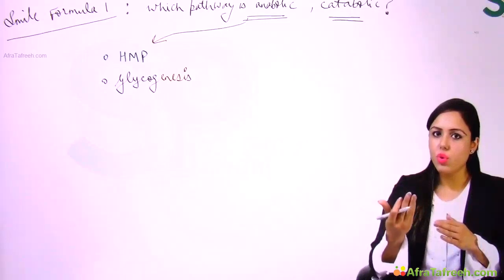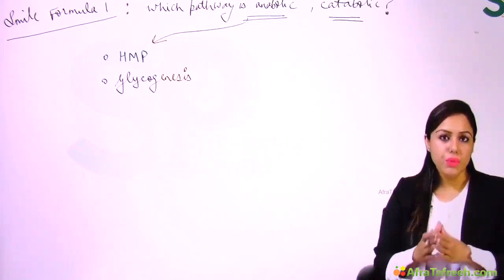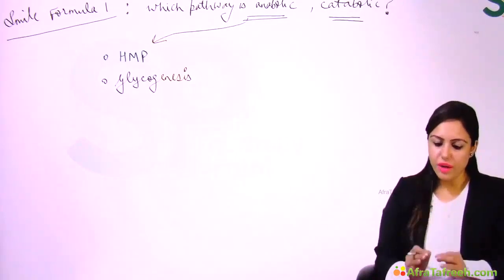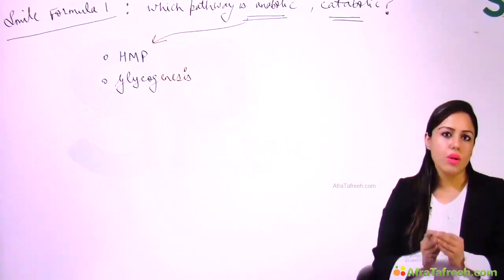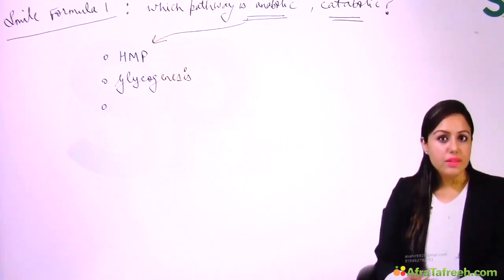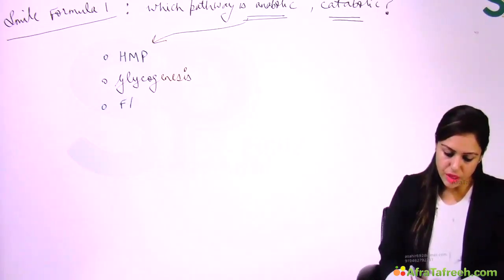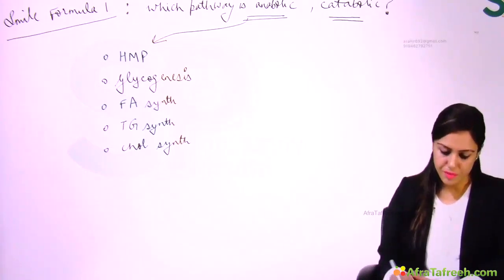Mainly glycogen is stored in liver and muscle. Some amount is also stored in the brain, right? So right now we are concerned here that glycogenesis is an anabolic pathway. Then any kind of fat synthesis will obviously be anabolic: fatty acid synthesis, triglyceride synthesis, cholesterol synthesis, that will be anabolic.